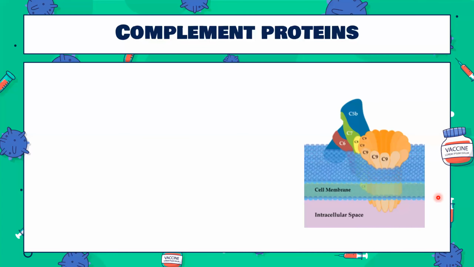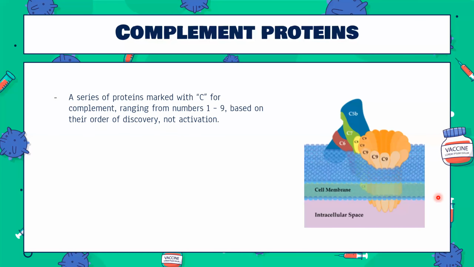So our complement proteins are a series of proteins marked with C for complement that range from the numbers 1 to 9 based on their order of discovery, not their order of activation, which can get somewhat confusing, but thankfully, once you get to a certain point, they do follow the actual number scheme as well.